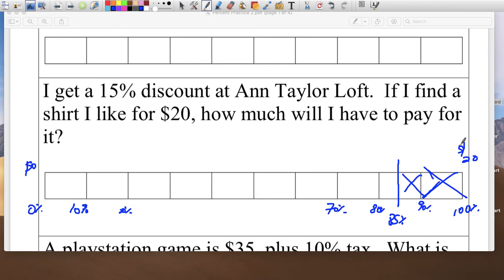And the original price of the item was 20, which means initially 2, 4, 6, 8, 10, 12, 14, 16, 18, and 20, right? Originally, but we're taking that much off. So I want a number between 16 and 18. In this case, it's 17. So if they gave you a 15% discount, it means that you're going to pay for 85% of the original price, which is $17.